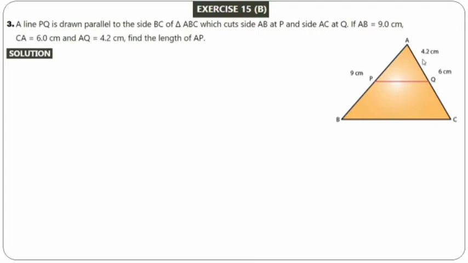AB is 9 centimeter. So let's see, where is AB? So AB is 9 centimeter. CA is 6 centimeter. So CA or AC is given to be 6 centimeter. AQ is 4.2 centimeter. That means from here to here is 4.2 centimeter. You need to find the length of AP. So you need to find what is this AP. Now, whenever you see this kind of figure, apply BPT.